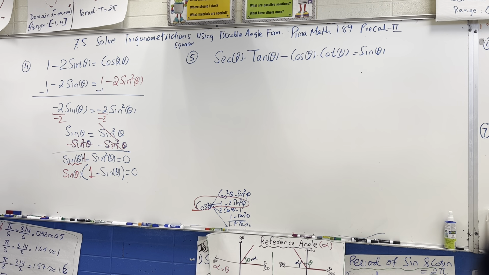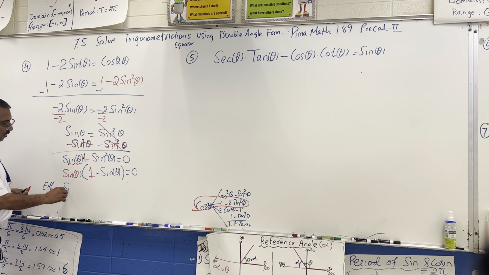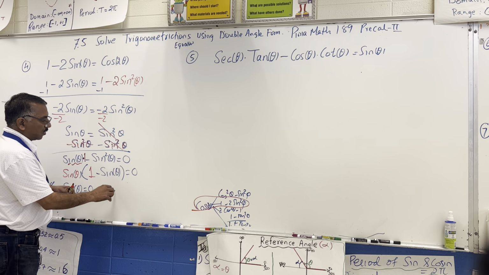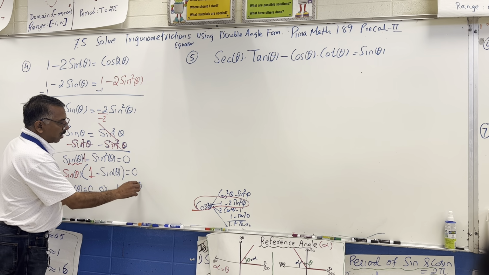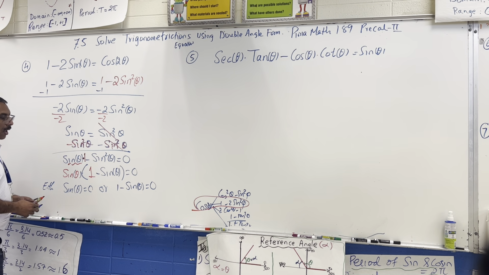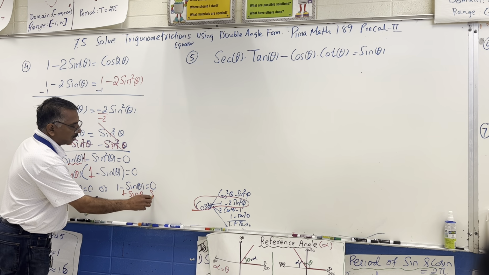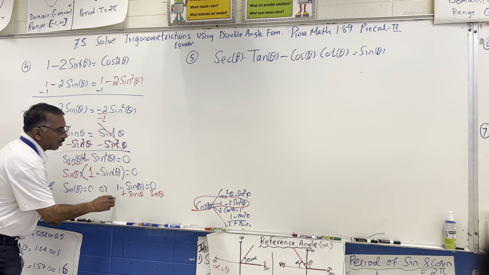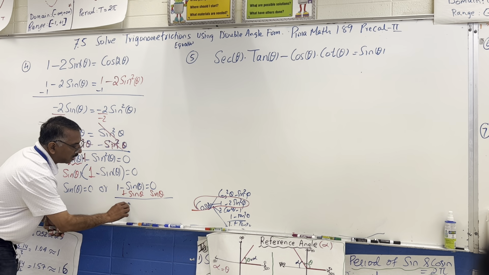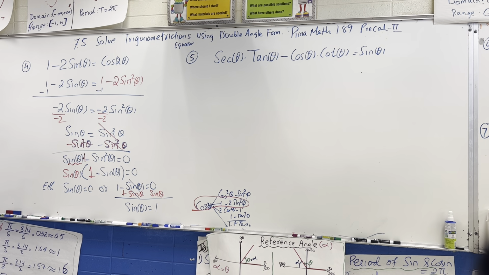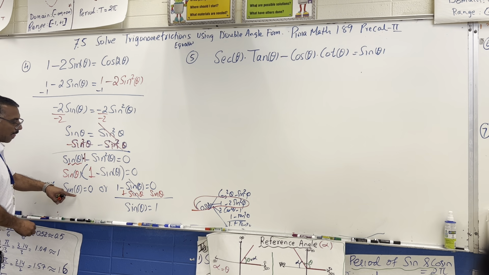Apply the zero product property. So either sine of theta is 0, or the other option is this parenthesis is 0: 1 minus sine theta equals 0. And this you can still sort out, and then you can add sine theta to both sides, and you get 1. Or you can write, this crosses out, and you get sine theta equals 1. So what you get right now is sine theta is 0.